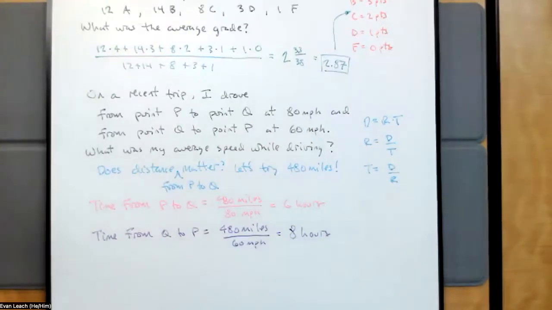So before we calculate our average speed while driving, why is it going to be less than 70 miles per hour? Why is our average speed going to be less than 70 miles per hour or more than 70 miles per hour?